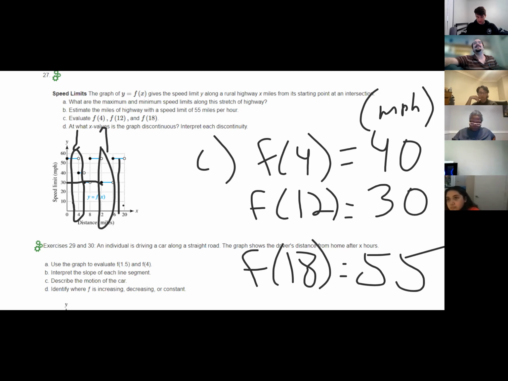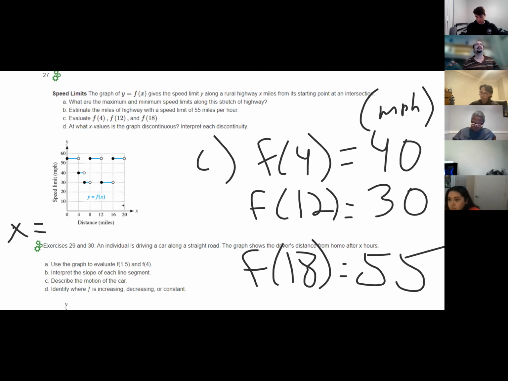And now we get this interesting question: at what points is it discontinuous? At a lot of points. So let's erase all this drawing I have on this circle. At what X values is this discontinuous? I'm going to do it right in here. At what X values does this thing have a discontinuity? What does that mean?